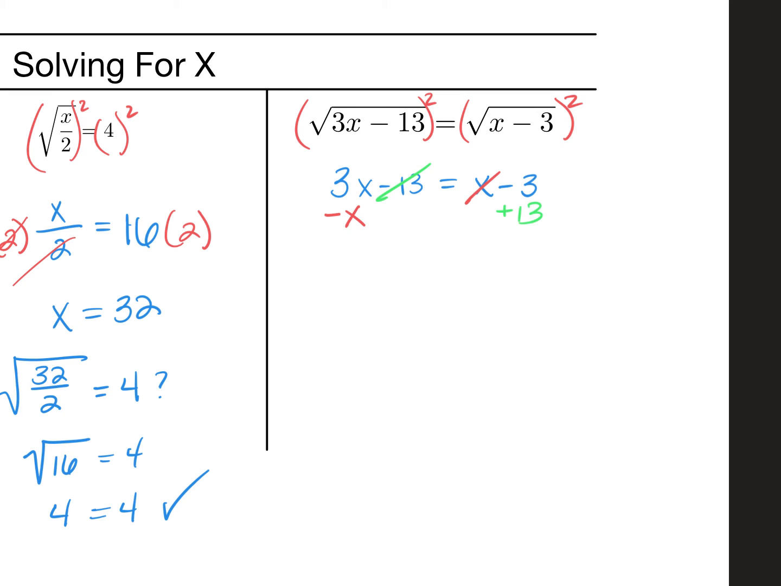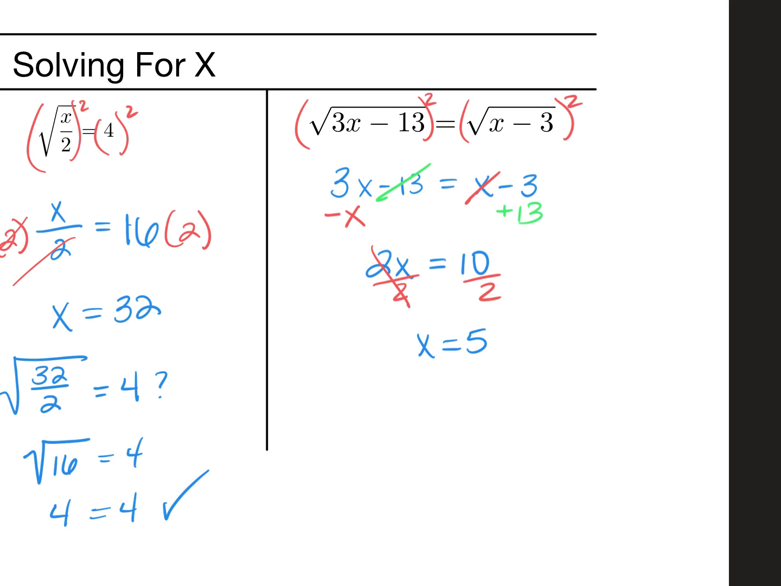When I do that, I have 3x minus x, which is 2x, is equal to negative 3 plus 13, which ends up being 10. I have one final step, and that is to get rid of this 2 by dividing both sides by 2, and I get x equals 5.